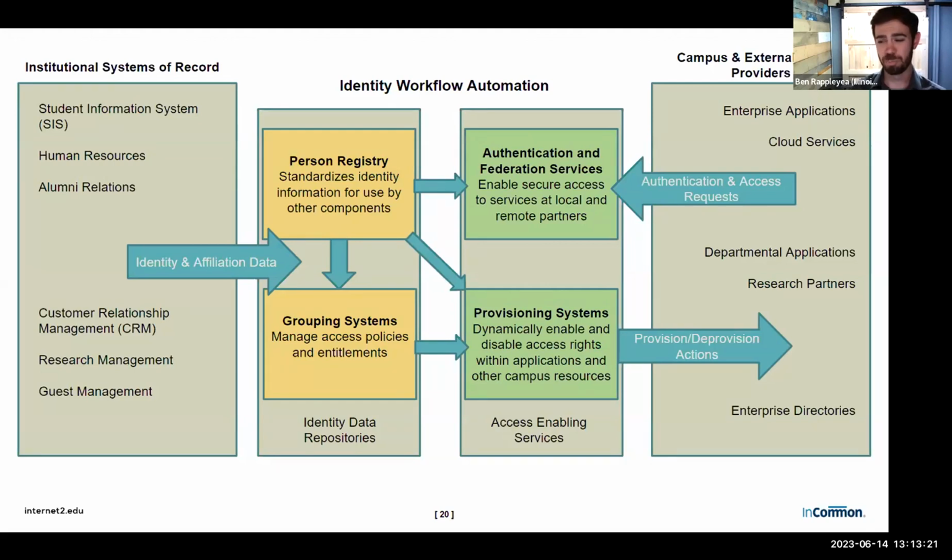One of the places it pushes is the grouping systems that manage populations of groups for access policies and things like entitlements. Grouping systems also pass the data they are contributing to the provisioning systems, which in turn enable and disable access rights in our end systems, thinking like AD, LDAP, Azure AD. Person registries also populate data into the authentication and federation services, which enable access to services that are both local and remote. This is comprised of things like SHIB for access. Well, let's look at this in more detail in the next couple of slides too.